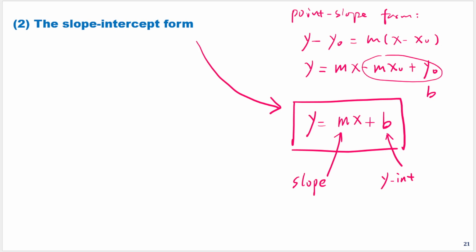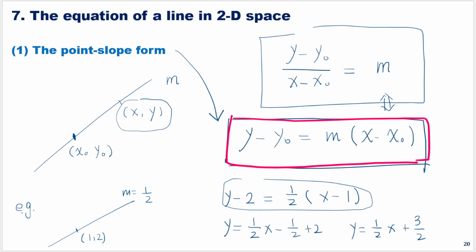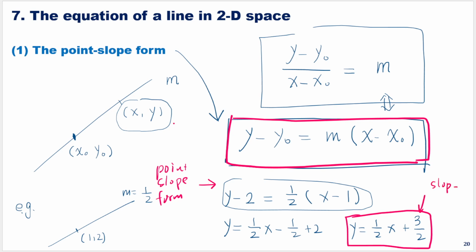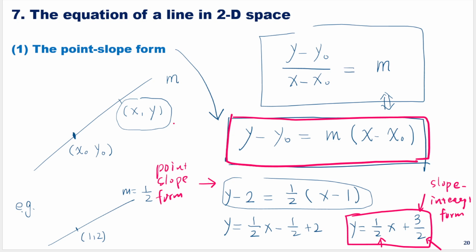For example, in our previous example here, this is a point-slope form, right? And if you simplify that to this equation here, then this equation is called the slope-intercept form. The first number here is the slope of that line, and the constant number here is the y-intercept of that line. Did you get it?